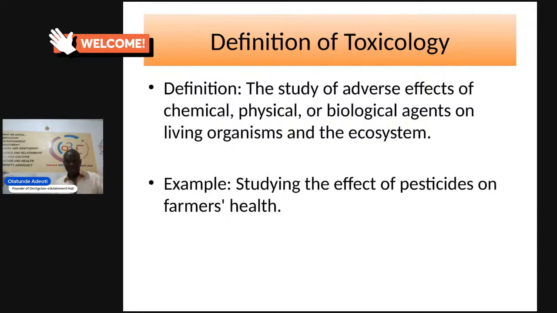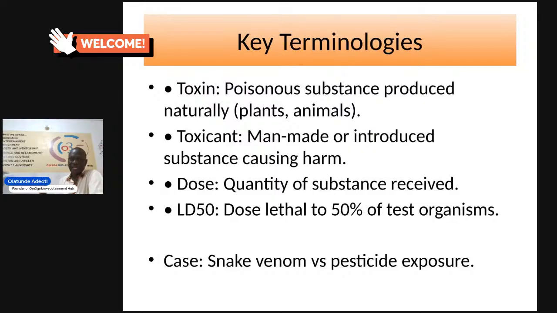An example: if you want to study the effect of pesticide on farmers' health after you must have applied pesticide, we are trying to look at the overall effect on the sprayer, or somebody that is making use of that pesticide. It is often regarded as toxicology. Okay, so what are the key terms in toxicology?